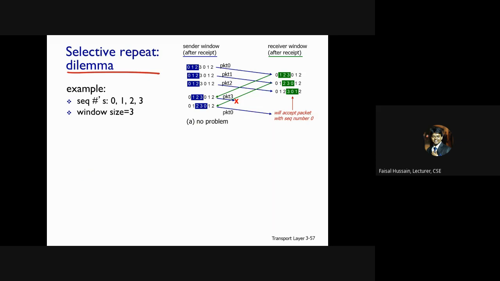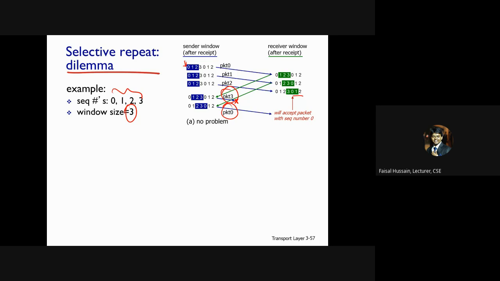In this case, the sender window after receipt is showing that the window size is assumed as 3. So you have sequence numbers 0, 1, 2, 3, and the window size is 3. Here the problem is that the window size was assumed very large compared to the sequence number. We already know that there should be a relationship between window size and sequence number. So packet 0 is sent out, packet 1 is sent out, packet 2 is sent out. So 0, 1, 2, 3 is there, and then 2, 3, 0, and 3, 0, 1. So this is slided. Assume that packet 3 was lost and packet 0 is sent out again.